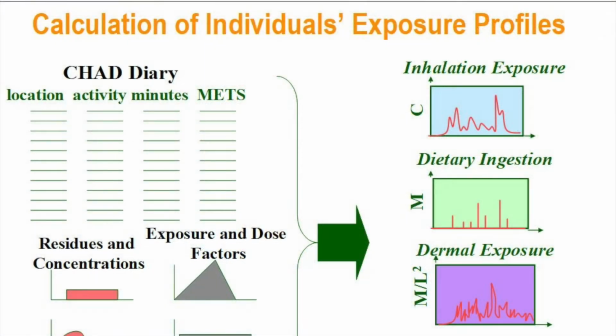The next slide, slide 16, shows how this information is used in calculating individual exposure profiles. On the top left, we have the child diary. We have the location, activity, minutes, and something called METs, which represents the energy expenditure that's mostly used for getting breathing rate information. For example, if somebody is jogging, they're breathing more heavily, so the METs will be a higher number.